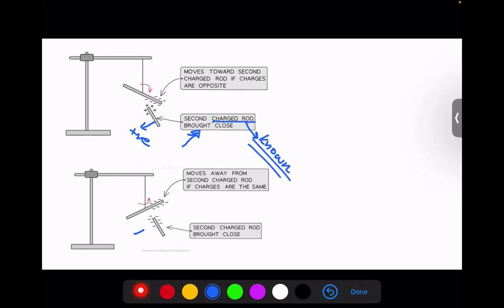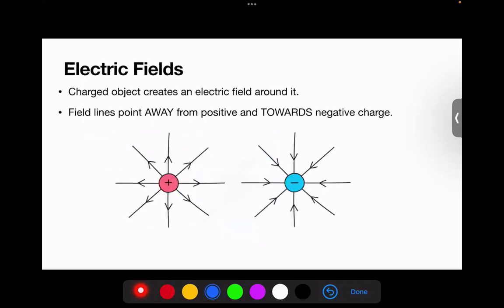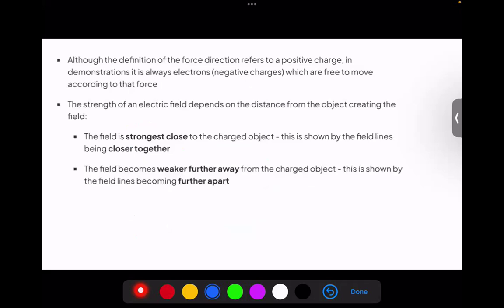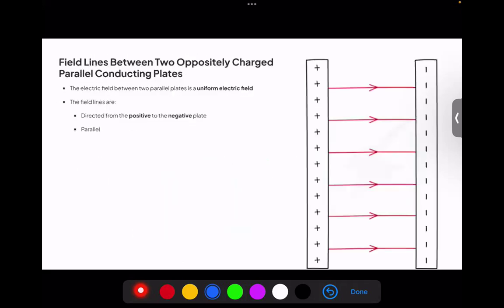I think it was mentioned over here. How do I go back? Sorry.